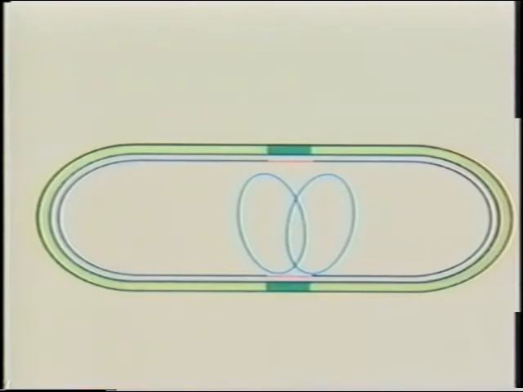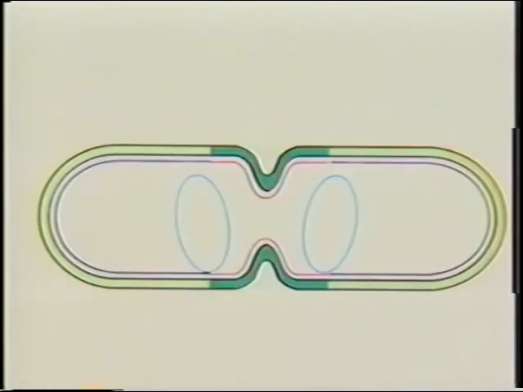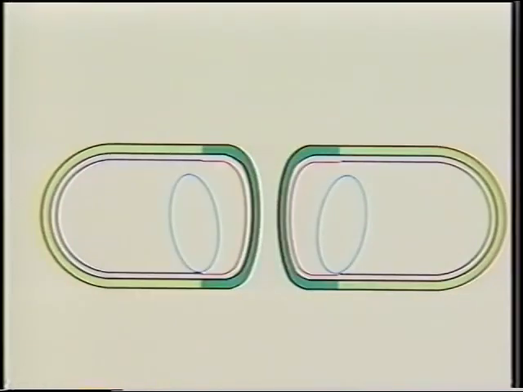There is a point when the parent cell has two copies of the DNA molecule, but very soon after, the cell divides and each daughter cell receives one copy of DNA.